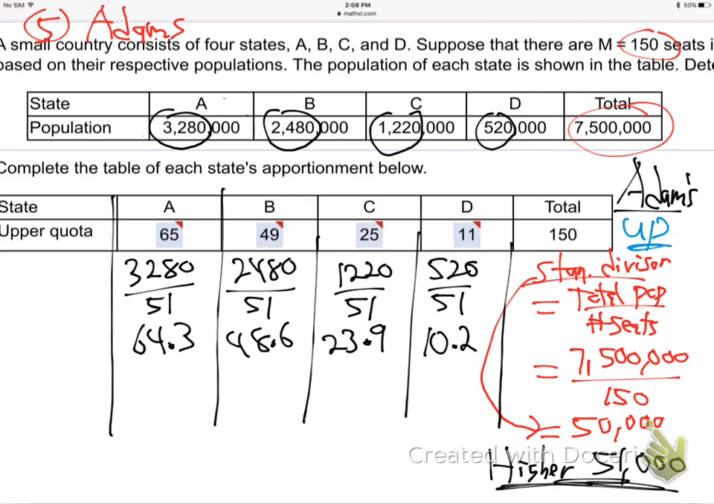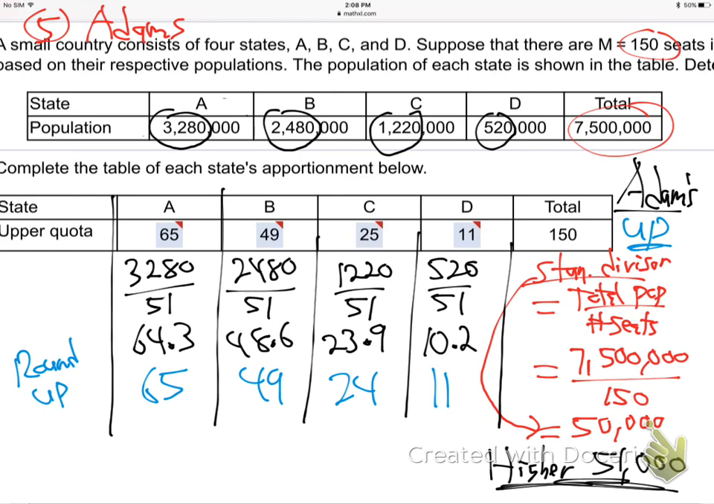Round them up. So I'm going to round 64 up. Everybody up. Up means up. So even 0.3 is going to go up to 65, up to 49, up to 24. Even 10.2 is going up to 11. Oh yeah, that's not going to work. The total is not right.